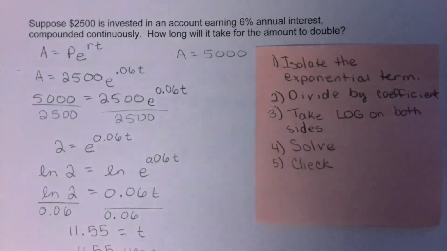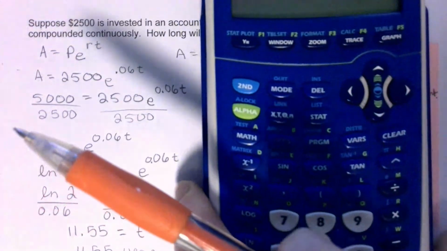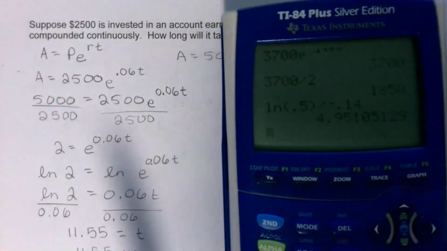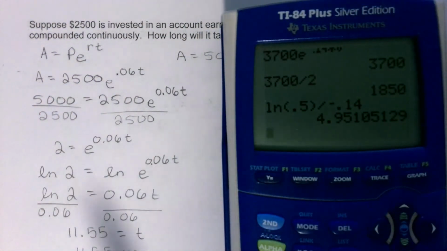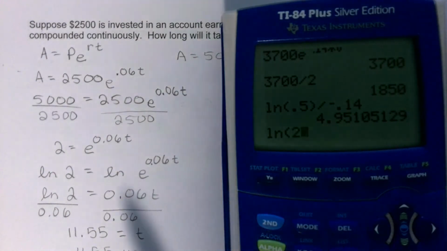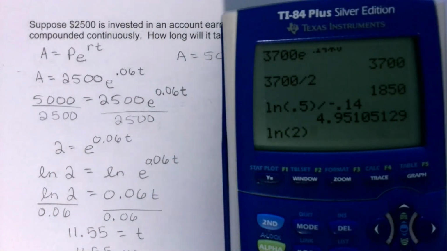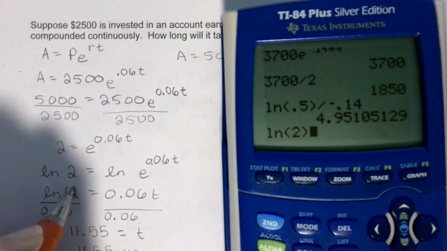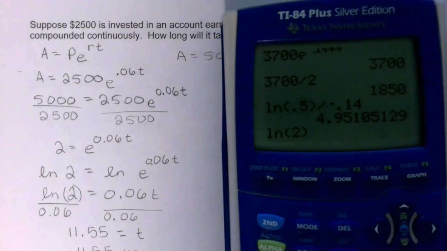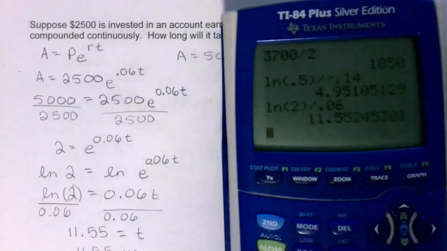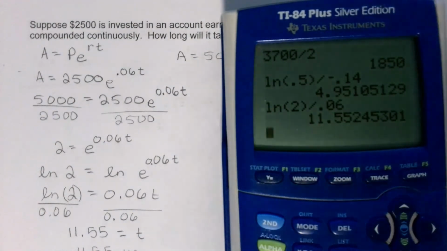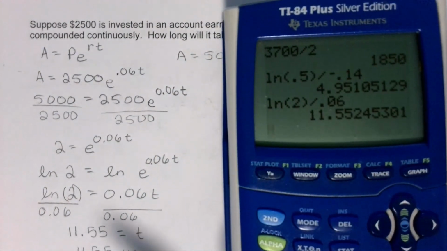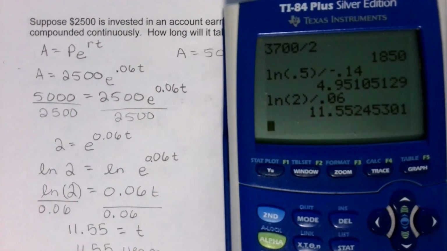Now be sure in your calculator that when you do natural log of 2, you close the parentheses at the end of that 2, and then do divided by 0.06. If you don't close the parentheses at the end of the 2, you'll get a different answer, and it won't be the correct answer. So this is 11.55, a little over 11 and a half years.